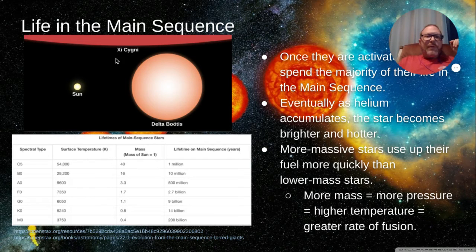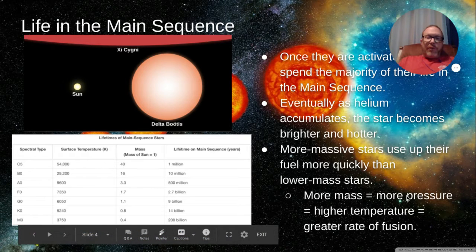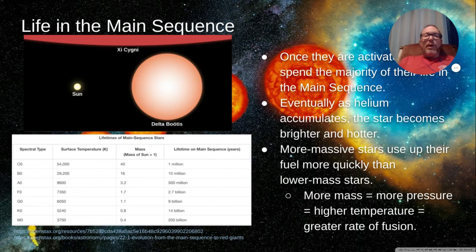Don't know if that would be Xi Cygni or Xi Cygni. And you were just able to see a little piece of it. That's actually a red supergiant, because the main sequence star that it came from was much, much more massive. It would have been one of these type O or type B stars up here. And so it burned through its hydrogen very, very quickly, because there was even more pressure on the outside. And if there's more pressure from that mass, that causes a higher temperature, and the higher temperature means that fusion's happening faster. So the really big ones burn very bright, but they burn out very quickly.